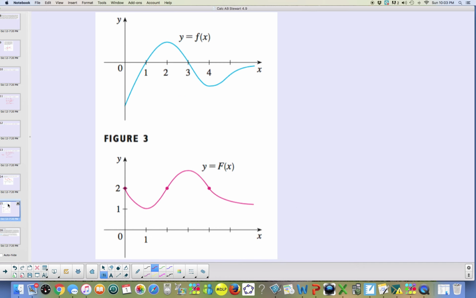And here's another picture. You can start anywhere. Remember that plus C says that this curve can be located high or low, shifting up or down, and this whole curve could have been underneath as well.